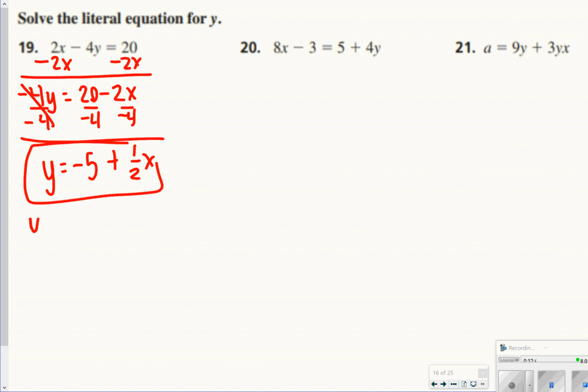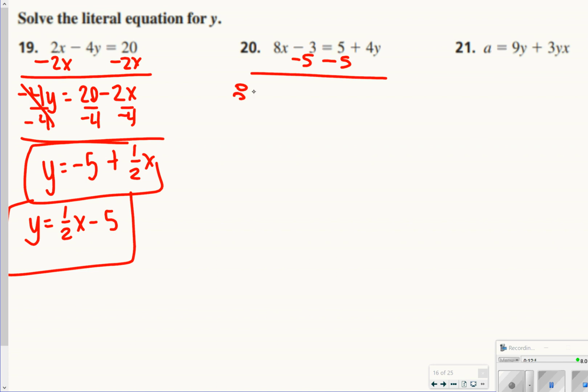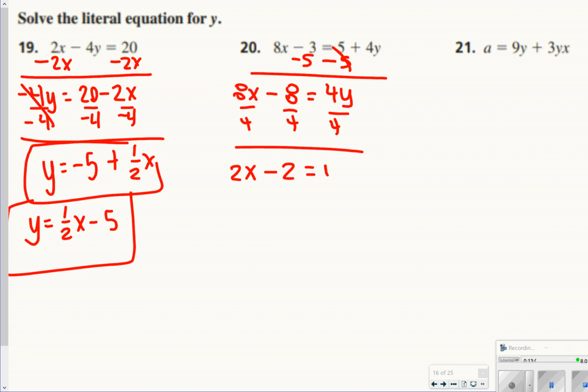If you wrote y is equal to 1/2 x minus 5, that is also true because 5 is still negative, 1/2 is still positive. For number 20, I'm going to move this 5 away from the 4y. So I'm going to get 8x minus 8 equals 4y, and then just divide everything by 4. So I'm going to get 2x minus 2 is equal to y.